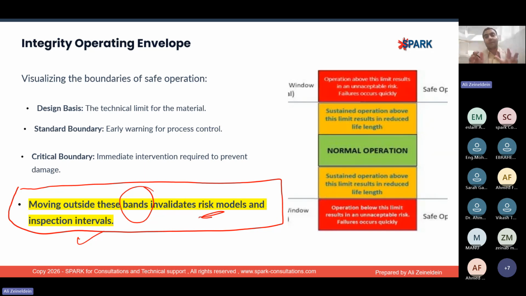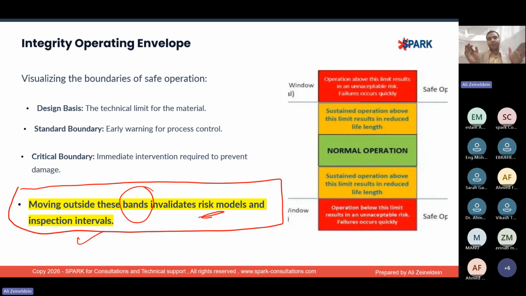Why? Because our session today is talking about small defects impact, and we started with a simple definition of what we mean by defects, and how we can find these defects. These defects came from different sources, as we explained and illustrated in the previous slide, until we reached the definition of integrity operating window in the oil and gas industry.